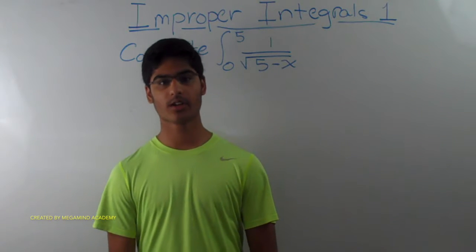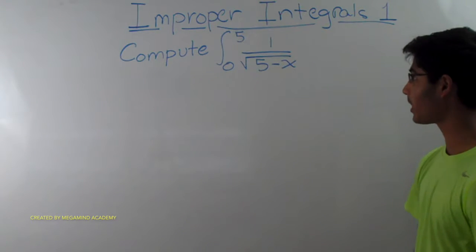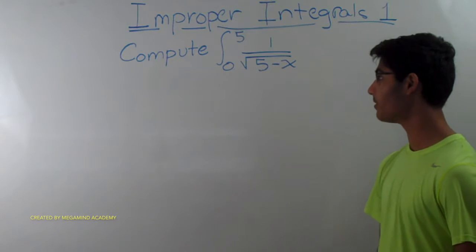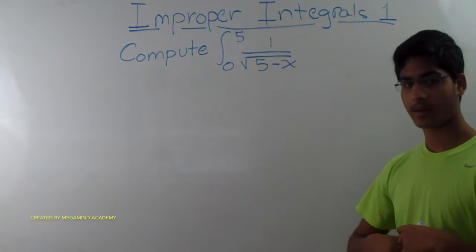Hi! Today we're going to learn about improper integrals 1. Let's say we have to compute the integral from 0 to 5 of 1 over the square root of 5 minus x. So how do we do this?